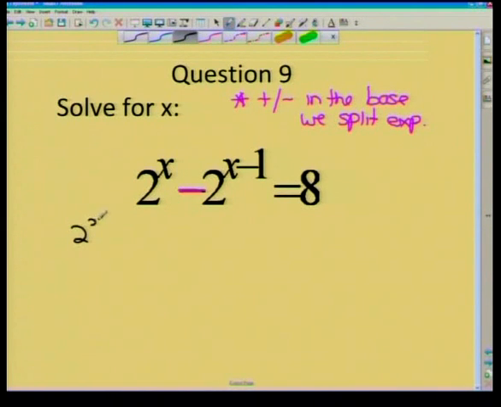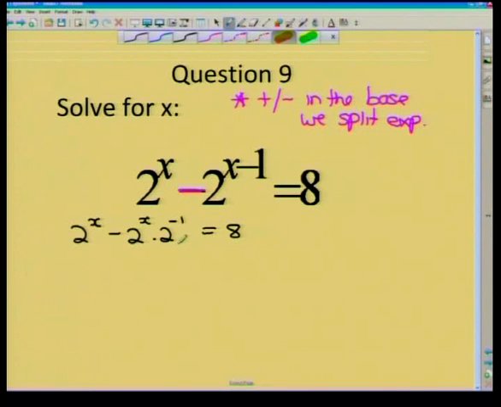So 2 to the x minus 2 to the x times 2 to the minus 1 equals 8. Now if you look at it, it's not quite as easy as those previous ones we were doing where you just take out a common factor and they cancel out and life becomes easy. This you have to do a little bit of thinking, and there are 2 methods that are generally used. And I'm going to use both, and you can decide for yourself which one you prefer.